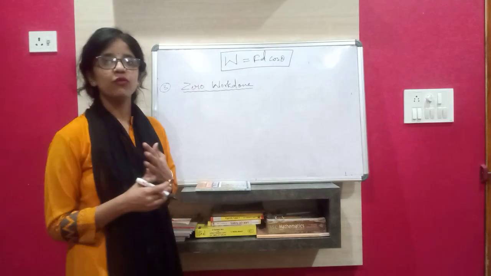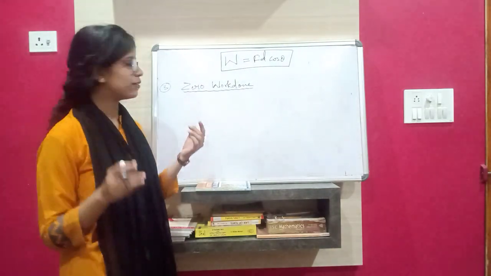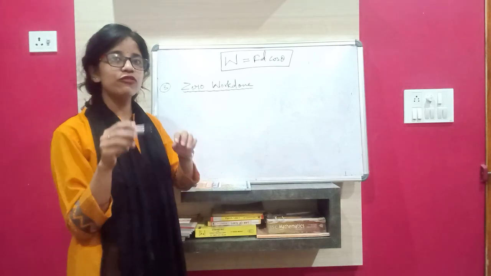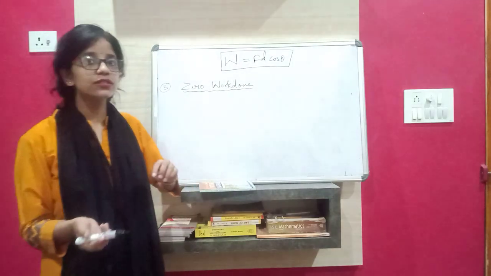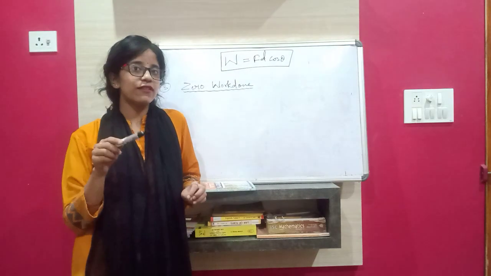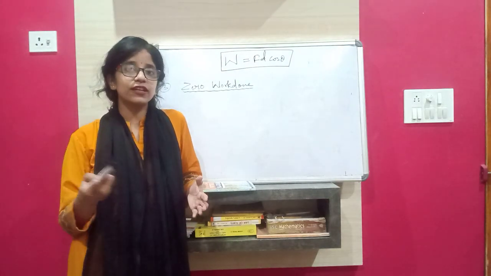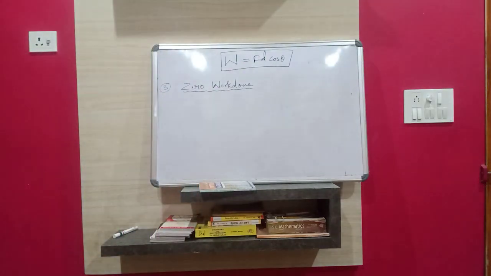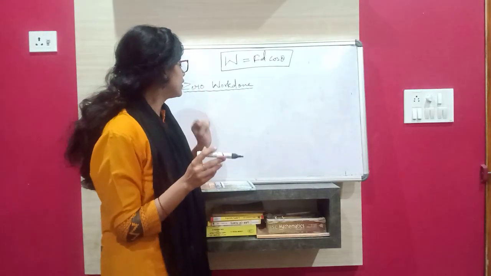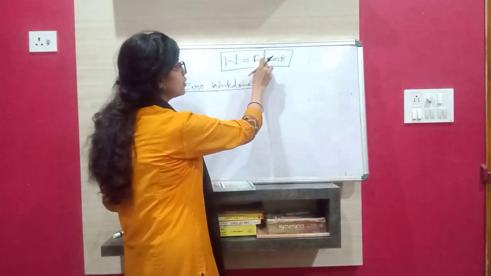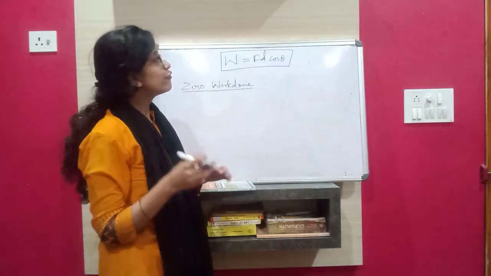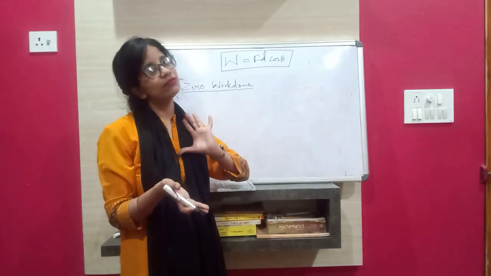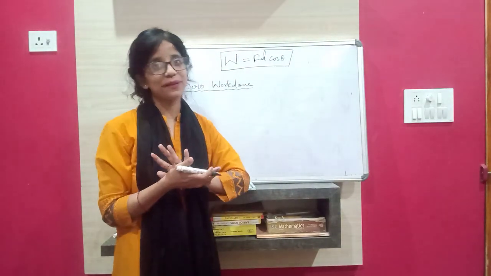Now we have zero work done. When we say zero, I think by the name you understand that the value is going to be zero. Can you tell me for what value of cos we have the value 0? Which angle? Here we have the definition FD cos theta. For which value of the angle will the cos become 0? Can you guess or can you tell me?